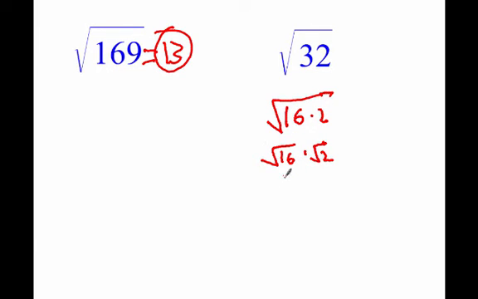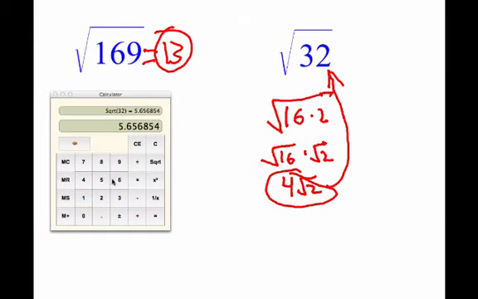The square root of 16, we know that's 4. The square root of 2 is not a perfect square, so that's as simplified as it goes. And I get that answer right there, 4 times the square root of 2. This is the most simplified version of this radical. I can show you using my calculator how that's true. If I take the square root of 2 and multiply it by 4, I get the same thing, 5.65685, as if I take the square root of 32.